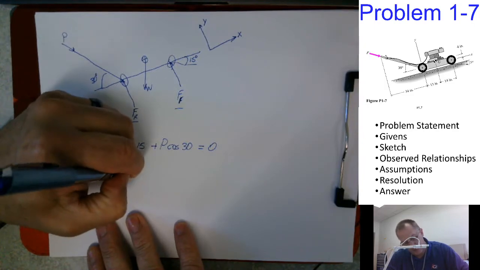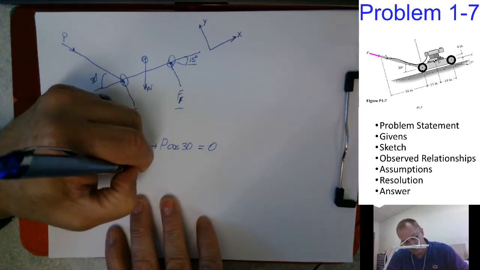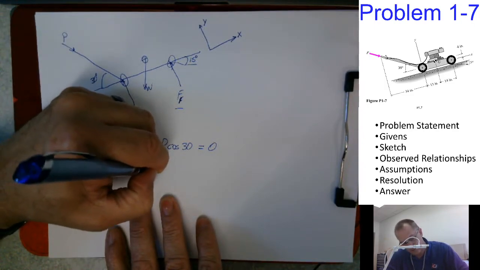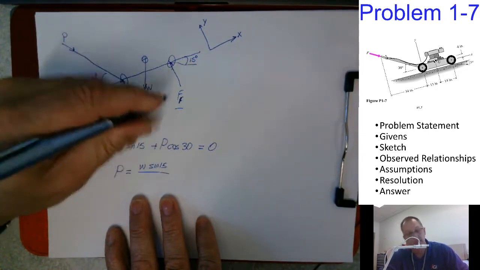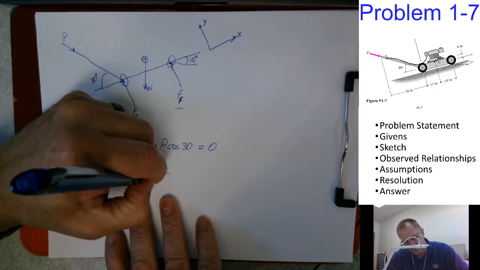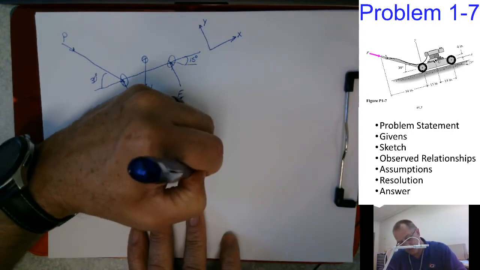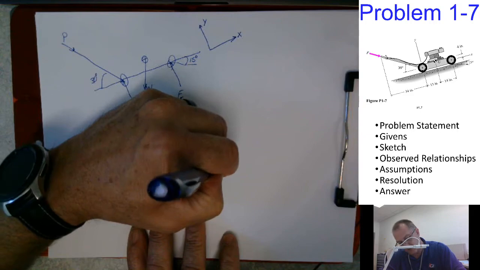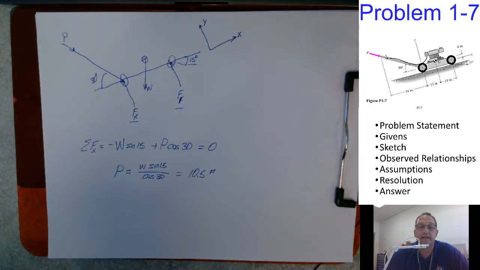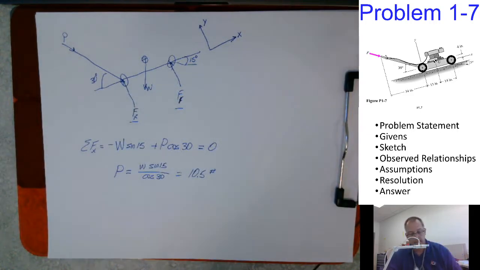So that means P is equal to W times sine 15 divided by cosine of 30, and we can crank that all out and get 10.5 pounds. How's that? That gets us P. All right.